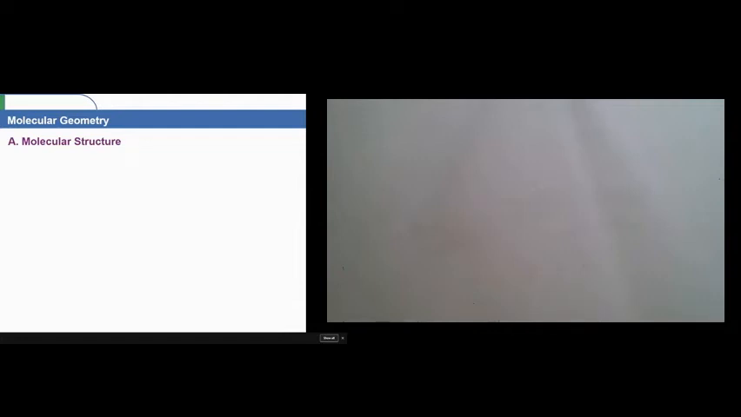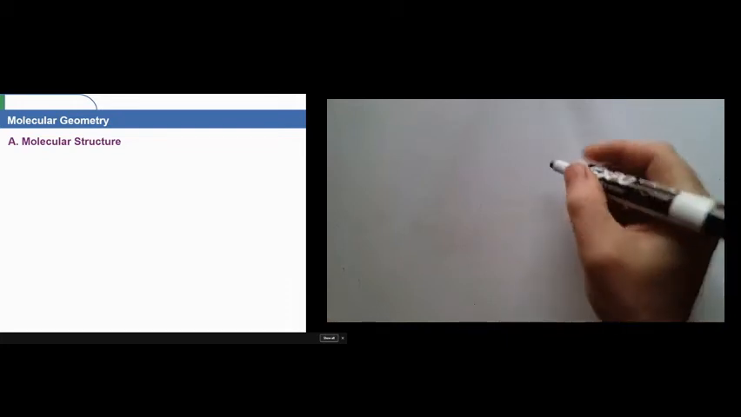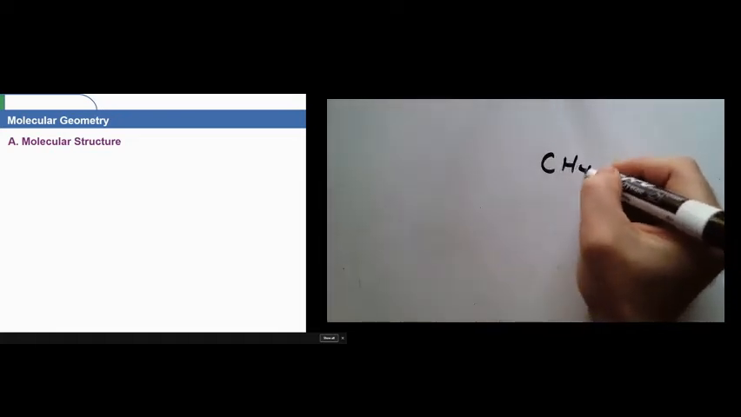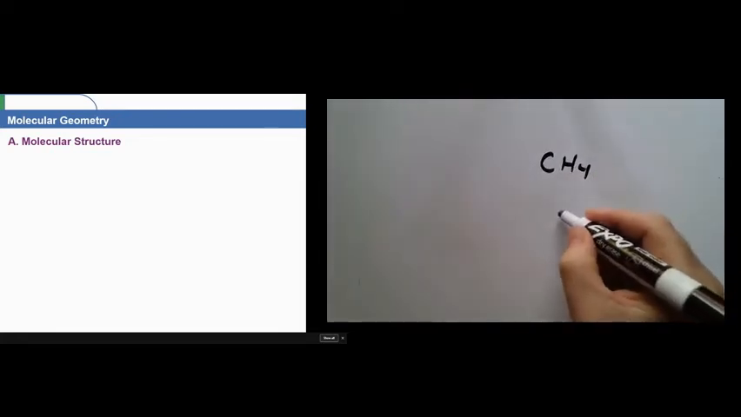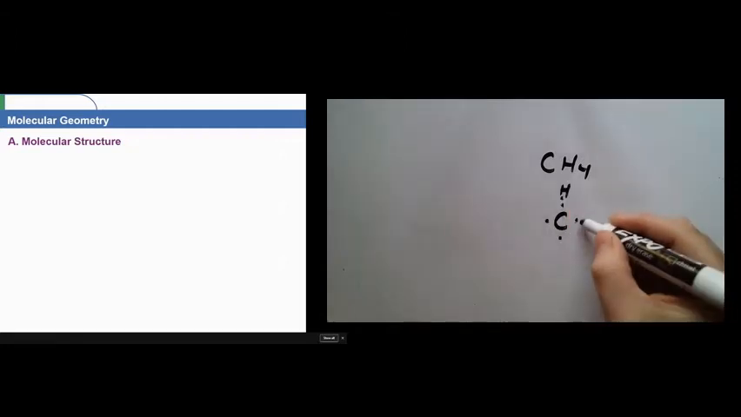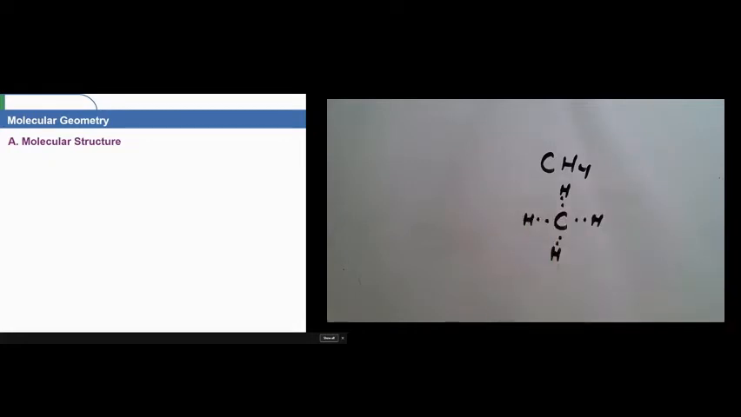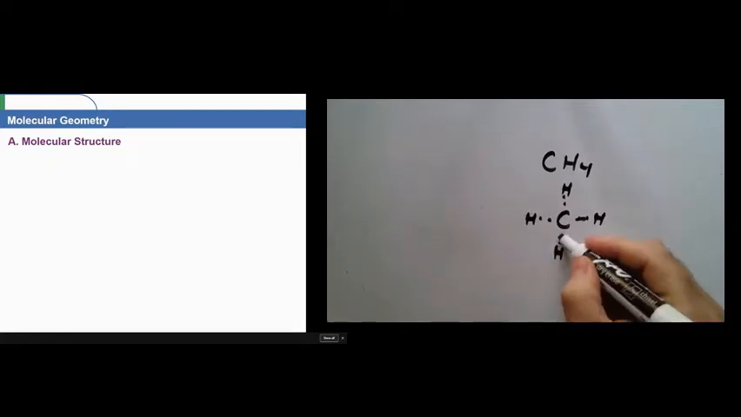Hi, today we are going to be talking a little bit about molecular geometry. Now, at this point, you guys should be able to figure out what exactly the Lewis structure is of a compound. For example, if I give you CH4, at this point you should be able to draw the Lewis structure and have it look something like that, with the lines being connected and so forth.